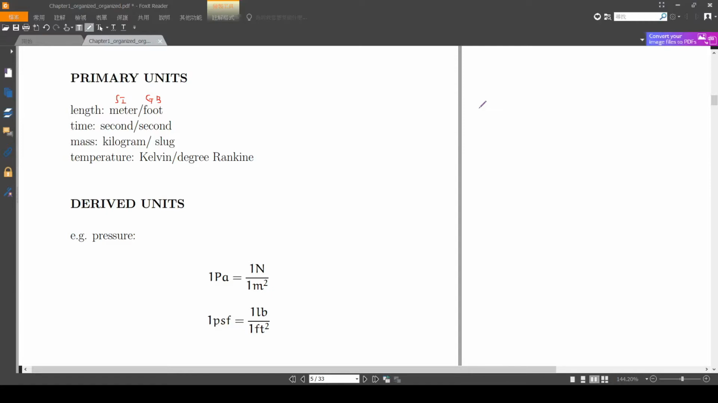Okay, so this is the SI, and maybe I can write it here: the SI and the BG. The mass in the SI system is the kilogram. And the BG unit for mass is called a slug. And then it's the length.